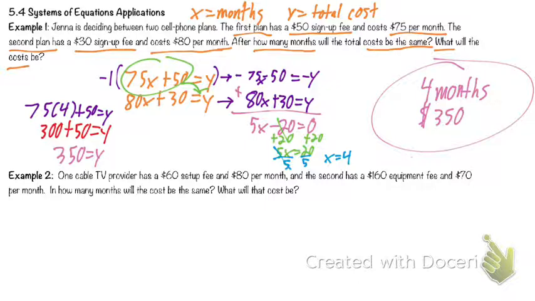One cable TV provider has a $60 setup fee and costs $80 per month. Second has a $160 equipment fee and costs $70 per month. In how many months will the cost be the same? What will that cost be?